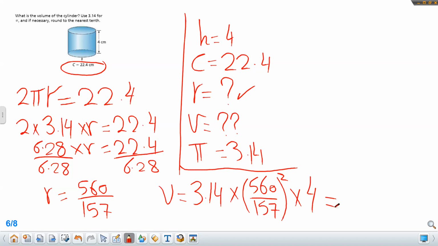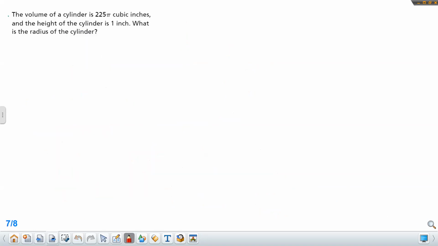Then you can evaluate it using a calculator. So it will be 159.8 centimeters, so the volume will be centimeter cubed. Okay, let's go to the next.